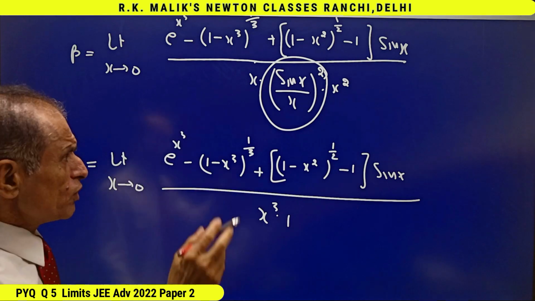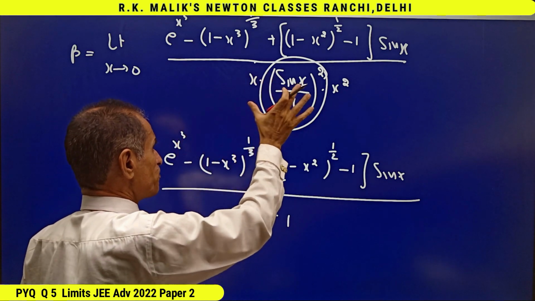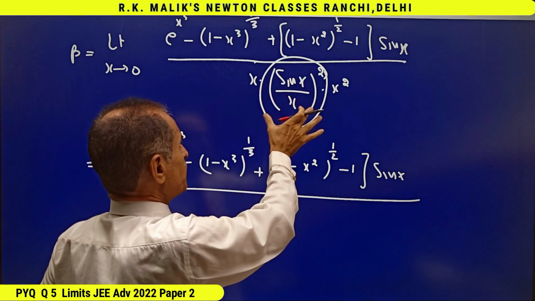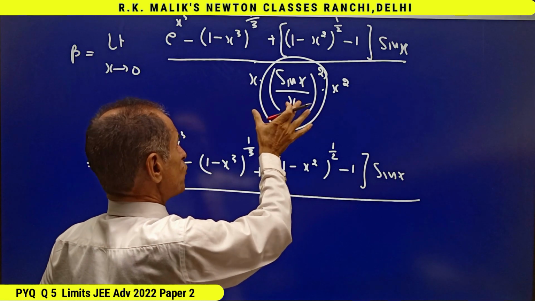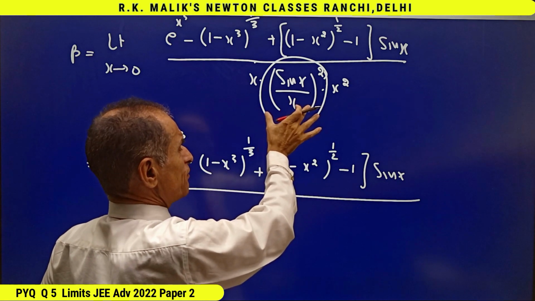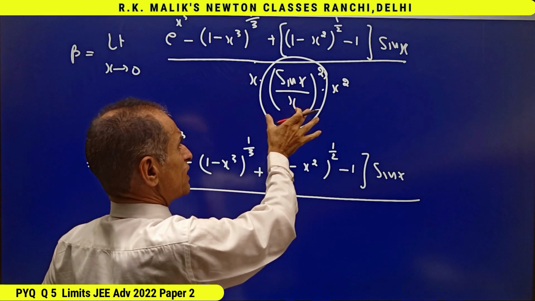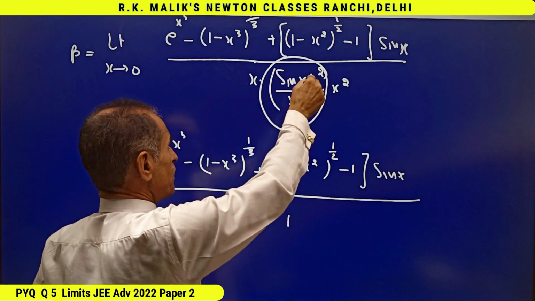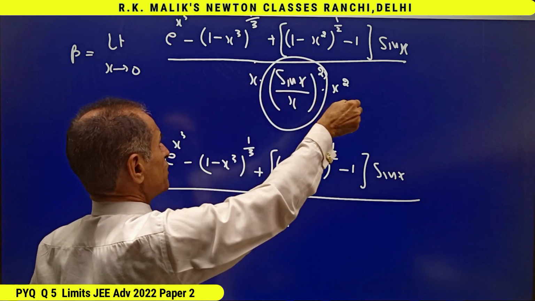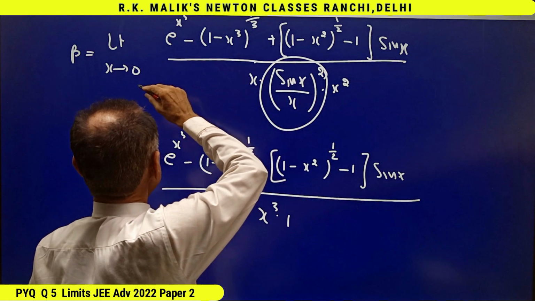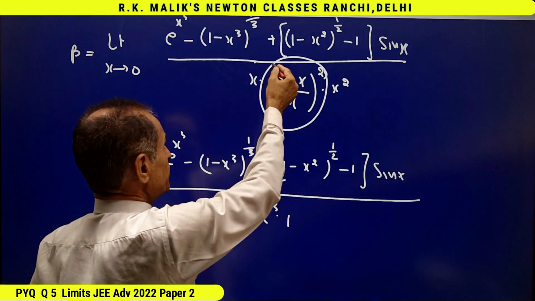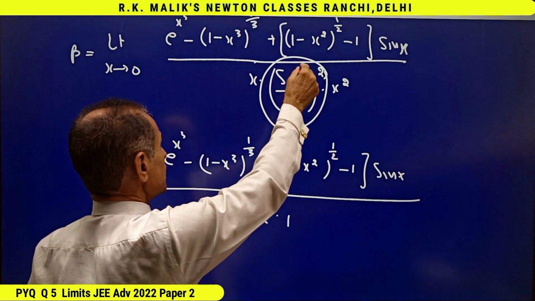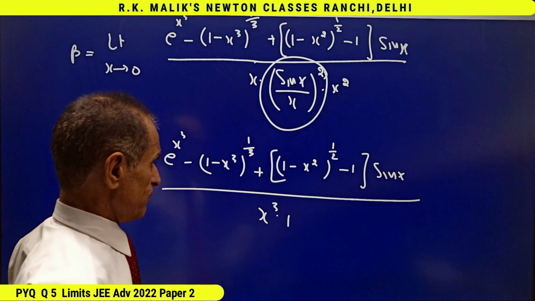But note that we are allowed to take the limit of a part of the question only if that part is in multiplication or division with the remaining whole question on which the limit is operating, and the limit of that part should be non-zero finite also. And because this part is in multiplication or division with the remaining whole question, and its limit is non-zero finite, I am allowed to take the limit of this part and it is 1.